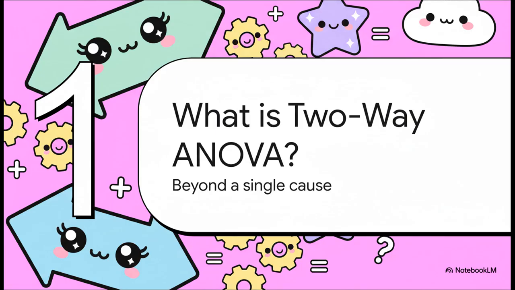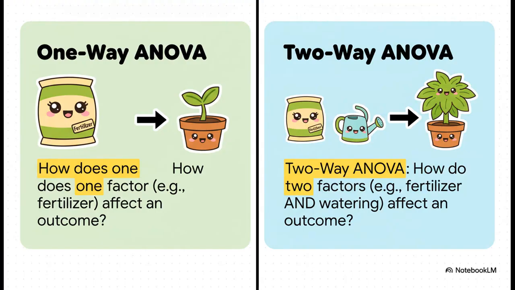It's a statistical method that's specifically designed to help us move beyond looking for just one single cause so we can start to understand the whole picture. And you can really see the difference right here. A one-way ANOVA asks a pretty straightforward question: how does fertilizer affect growth? But a two-way ANOVA lets us ask a much richer question: how do fertilizer and watering schedules affect growth? See that? We're leveling up from one cause to two.